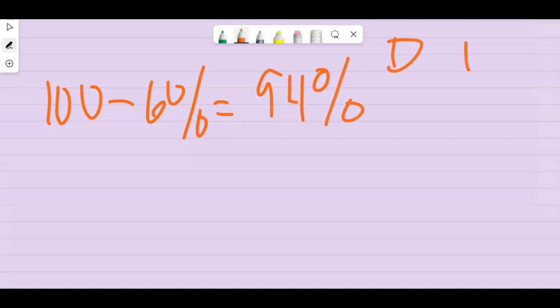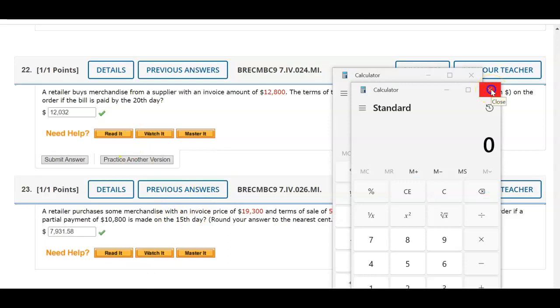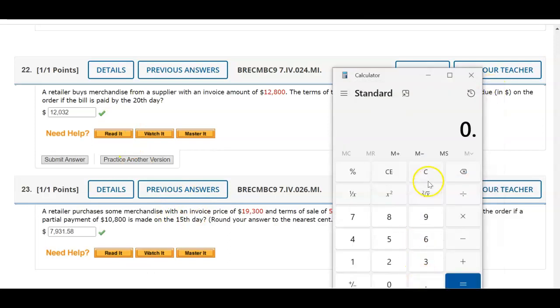Remember, we're going from a percent to a decimal, so we need to go to the left. So the net amount is going to be 0.94 times the invoice. Invoice is 12,800. So the net amount due would be 12,032.